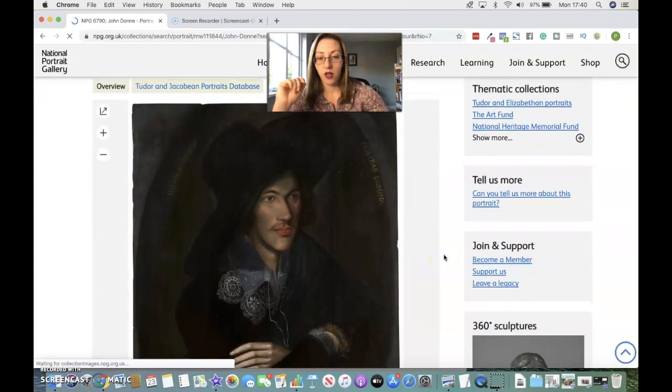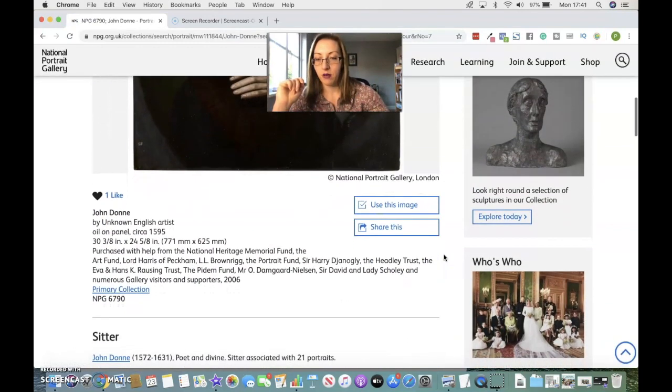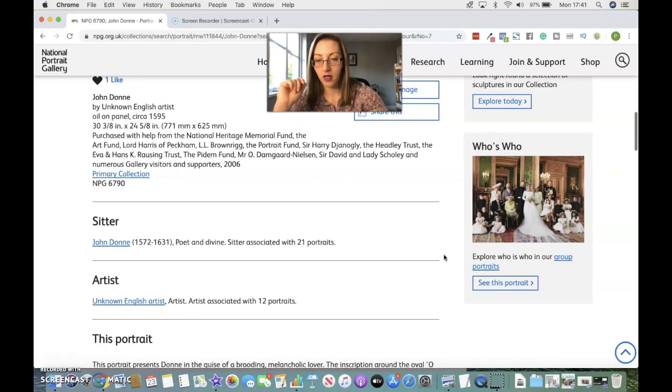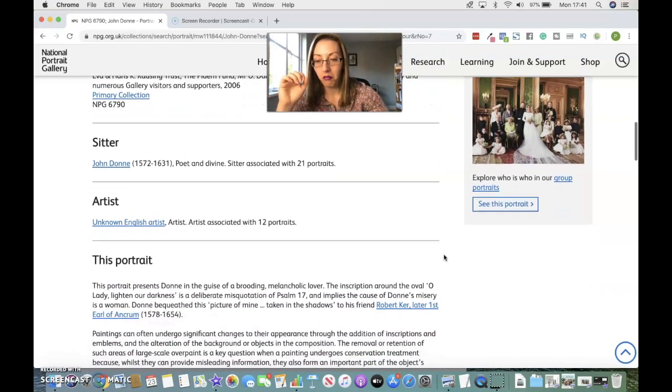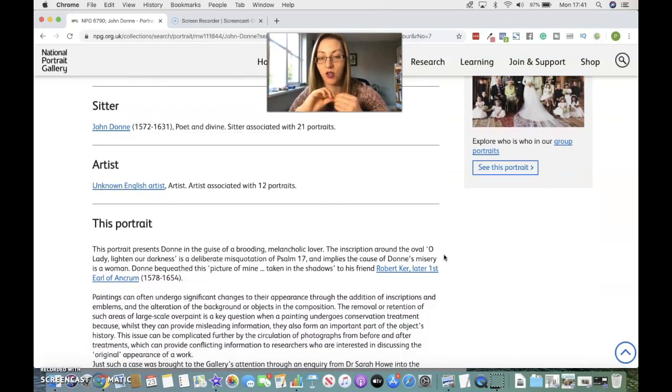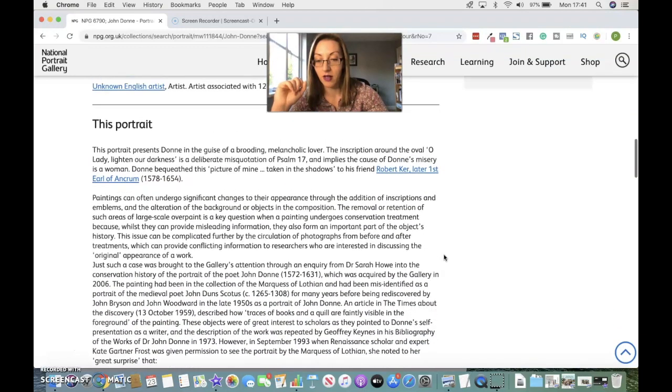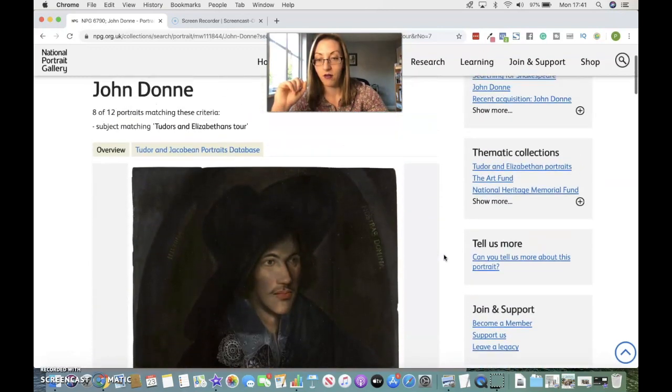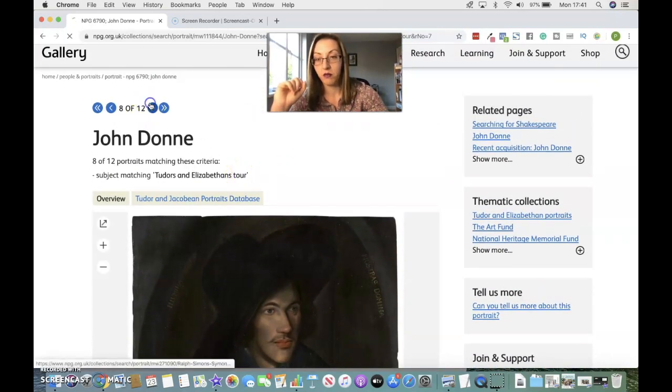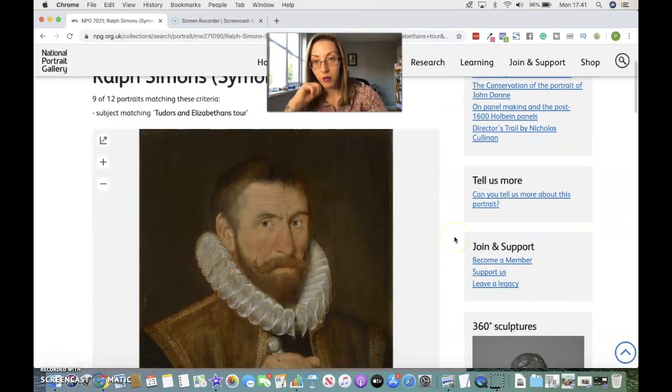Okay, John Donne, I'm sorry, I don't know anything about him. Let's see if we can find anything underneath this. Okay, a poet and divine. It presents Donne in the guise of a brooding, melancholic lover. An inscription around the oval: O Lady, light in our darkness. So I imagine this was a painting meant to go to a very particular person as a declaration of love. Better than what people send to each other now.